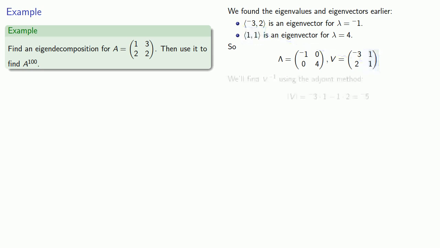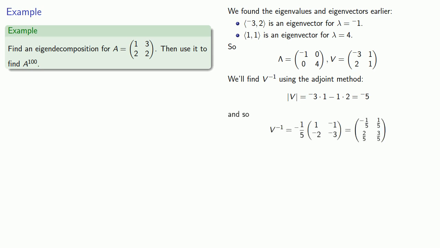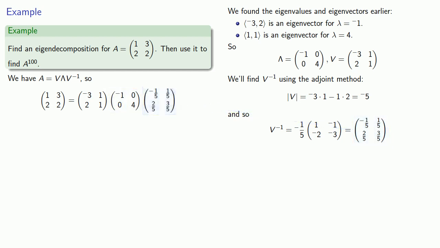We'll find V inverse using the adjoint method. Our determinant of V is going to be negative 5, and so V inverse is going to be negative 1/5, 1/5, 2/5, 3/5. And so that tells us that our matrix A is V lambda V inverse. So I can copy that down. I know what the matrix V is, I know what the matrix lambda is, and I know what the matrix V inverse is. What about A to the power 100?